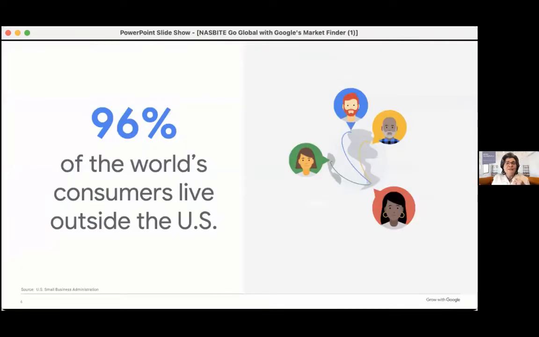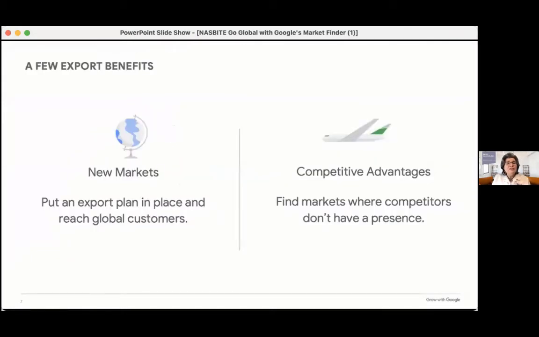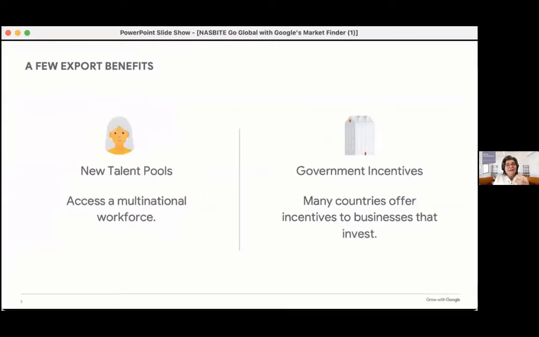According to the U.S. Small Business Administration, the SBA, 96% of consumers live outside the United States. Think about the potential for growth if you expand into even a few markets globally. Tap into that market. Global markets open up access to resources such as a new base of customers or advantages over your competitors. It may also allow you access to a multinational talent pool and potential government incentives for businesses investing in certain countries.